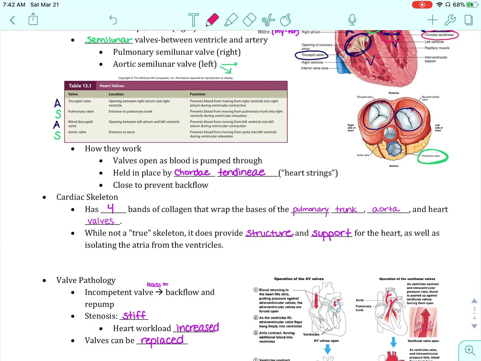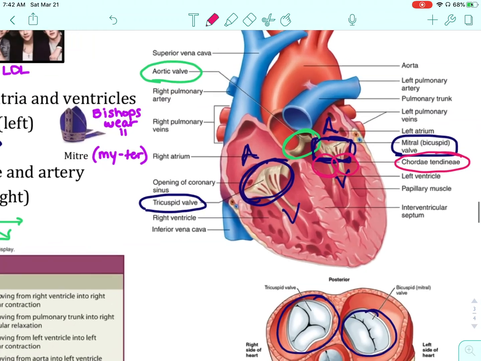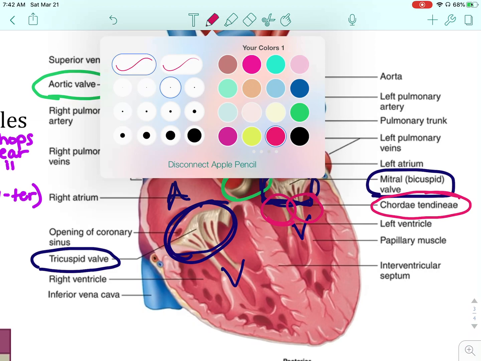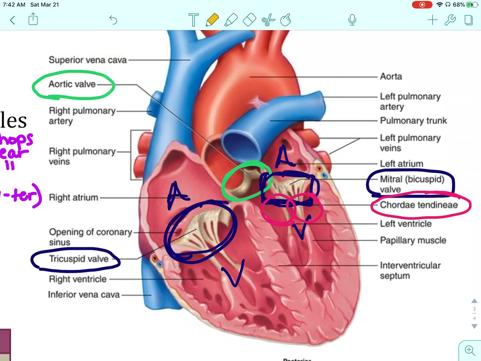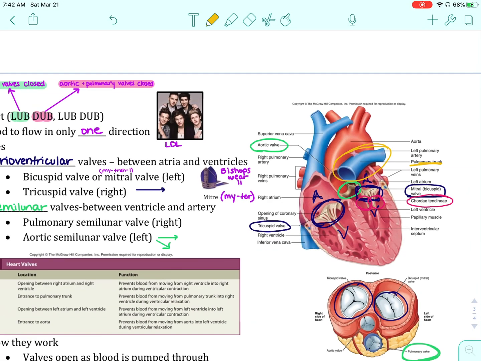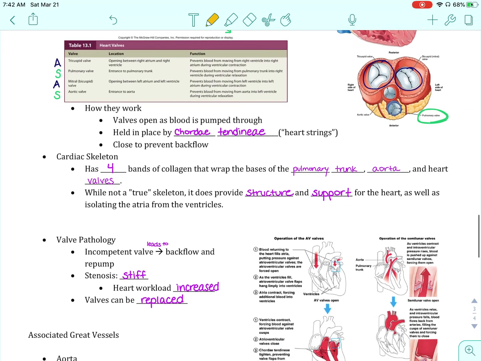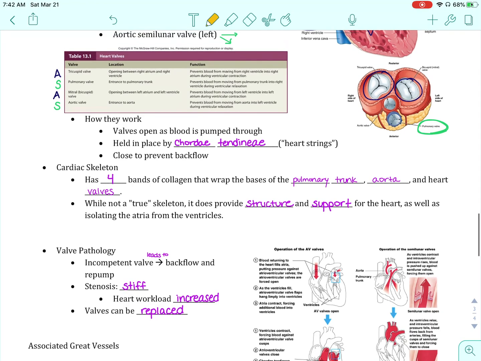So if we were going to classify this as a structure, it's called the cardiac skeleton. The cardiac skeleton has four bands of collagen that wrap around the bases of the pulmonary trunk, which is this thing, the aorta, and the heart valves. While it's not a true skeleton per se, it does provide structure and support for the heart, as well as isolating the atria from the ventricles.